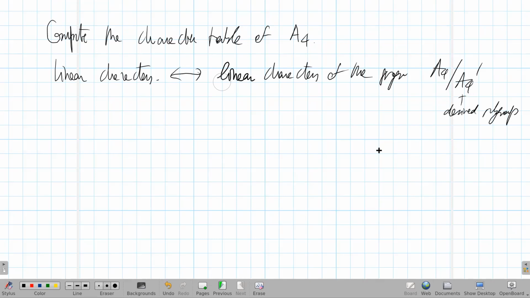So what's this quotient? Well, let me think for a second. Perhaps let's discuss the structure in detail of A4. We will recall the conjugacy classes of A4 in a second, but first note this. A4 has a subgroup made of all elements of order dividing 1 or dividing 2.